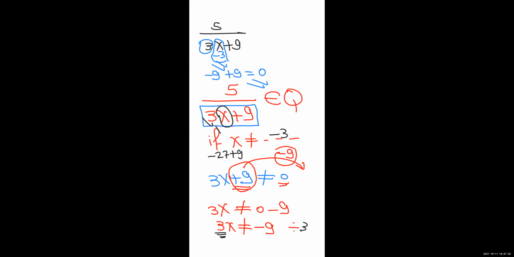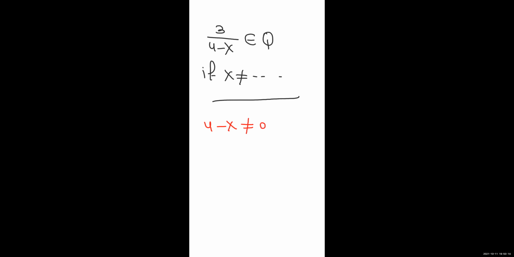Are we clear till this point? Now I'm going to solve this example. Find x if 3 over 4 minus x belongs to Q. So this means it's a rational number. Okay, find x not equal. So how to solve this question? Actually, exactly like the previous questions. Here, this one is a rational number, so the denominator will not equal 0. So 4 minus x, and concentrate with me, not equal 0.